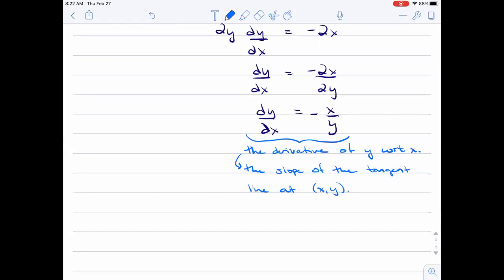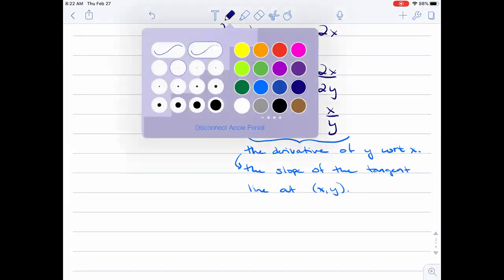So if we need to find the equation of a tangent line, the first thing that we're going to need is, well, we need to know the point that we're interested in, right? But that would be given. And then the next thing that we would need to do is to find the slope of this tangent line at that point.